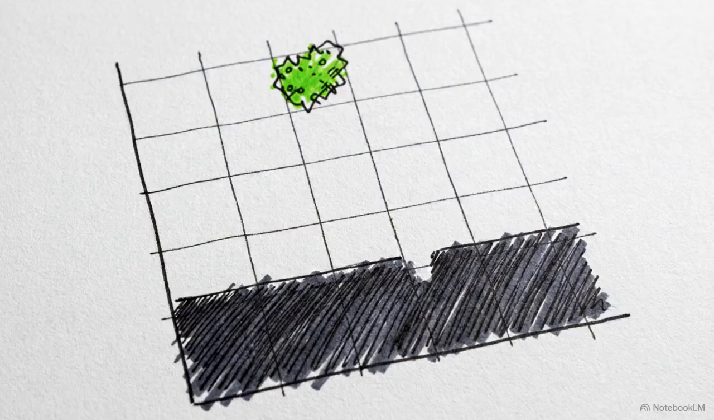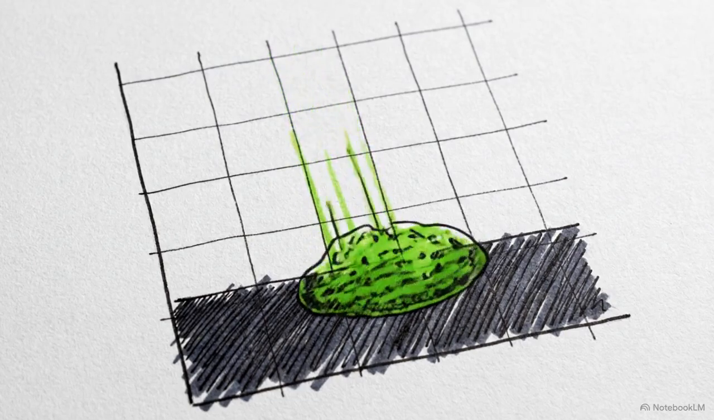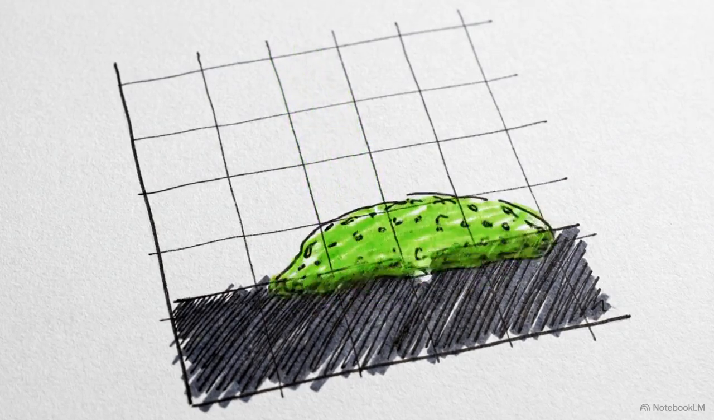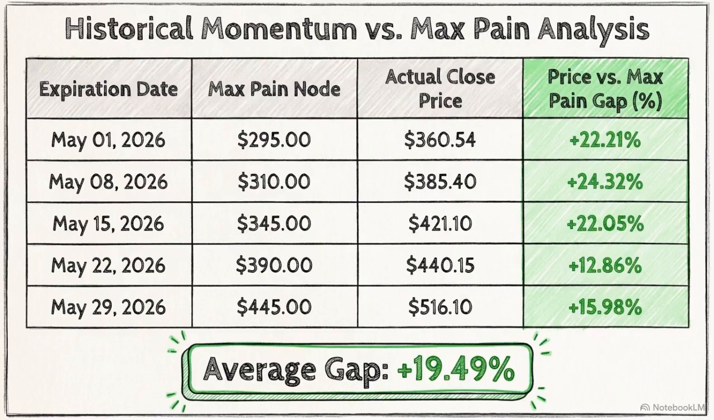If the spot price followed the path of least resistance for the options market, it would already be falling toward the 470 level. But the actual flow of capital shows that AMD is currently overriding this gravitational pull. Over the last 5 weeks, the asset has consistently closed above its max pain target. This data shows a clear pattern of momentum outperforming the expected settlement nodes. On average, AMD has settled 19.49% above its weekly target.